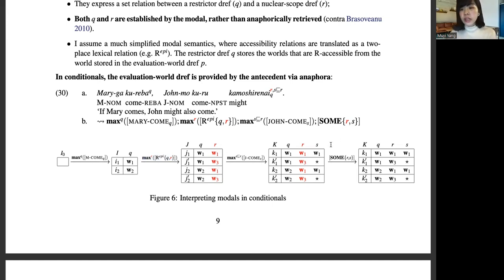And eventually, the sentence is going to express a sum relation between the deref R and the deref S. So we're going to check whether the situations stored in R and the situations stored in S stand in a sum relation. So that's basically how this works.